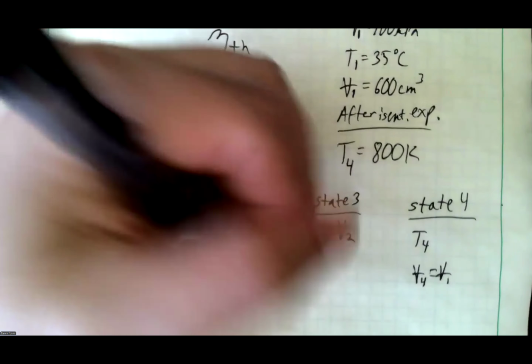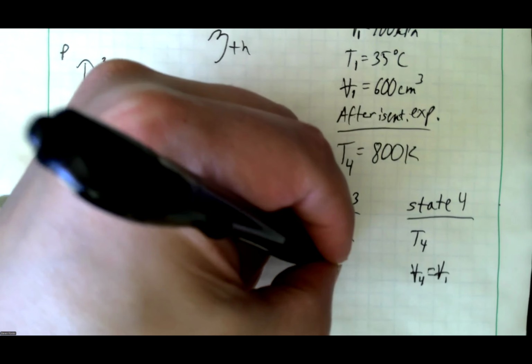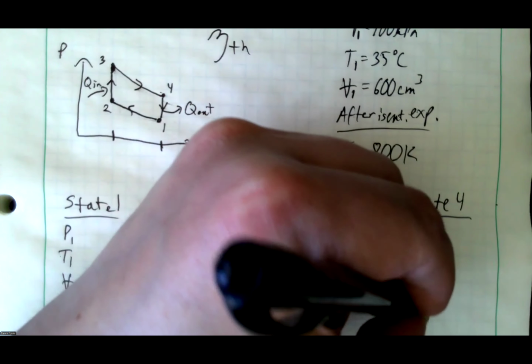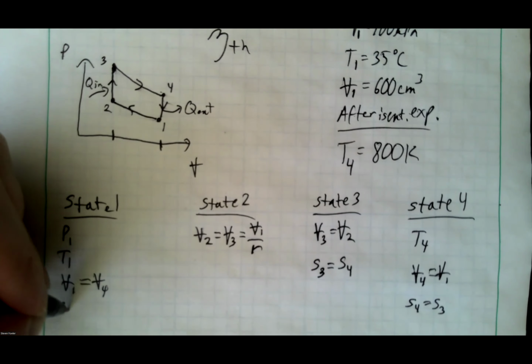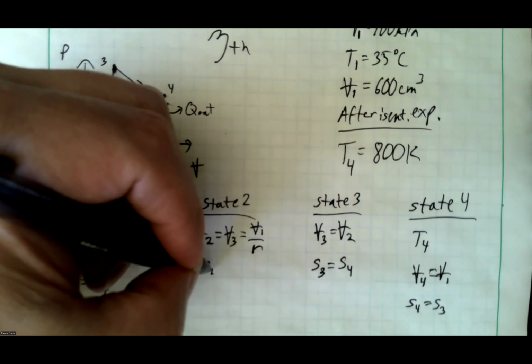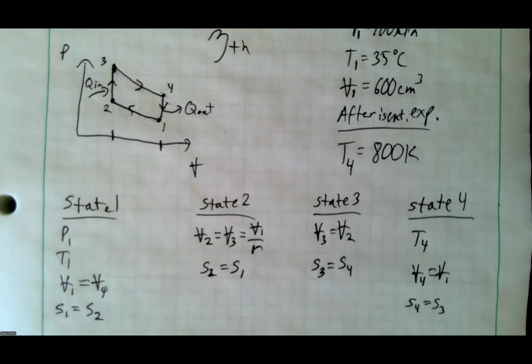Yes, there is. Isentropic by definition means the entropy is constant. So if it's isentropic expansion between states 3 and 4, that means the entropy is constant between states 3 and 4. And the same thing for the isentropic compression between states 1 and 2. Isentropic means the entropy is constant. And if it's isentropic compression, that means the entropy is constant between states 1 and 2.